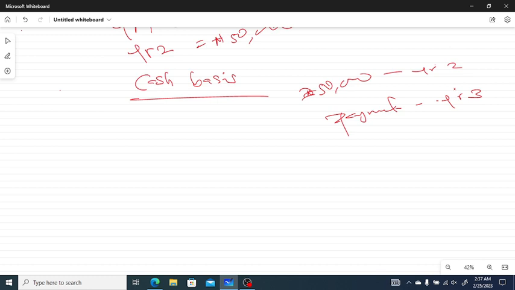So now let's assume that the financial statement accounting period is 31st December each year. So when are you going to record this transaction? Under cash basis, we are to record it in year 3, not in year 2. This is what this cash basis is all about.